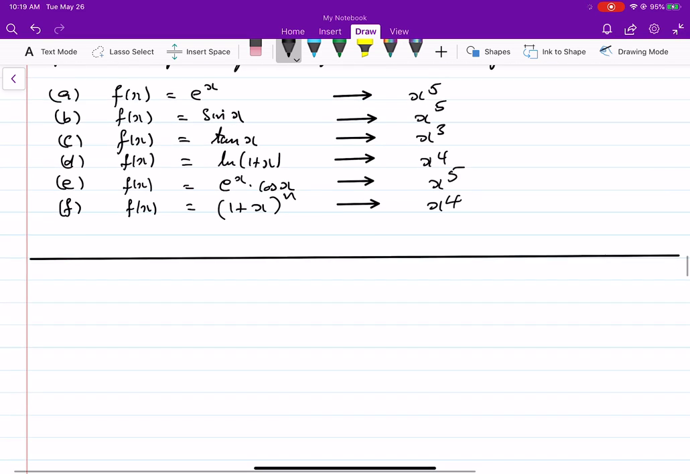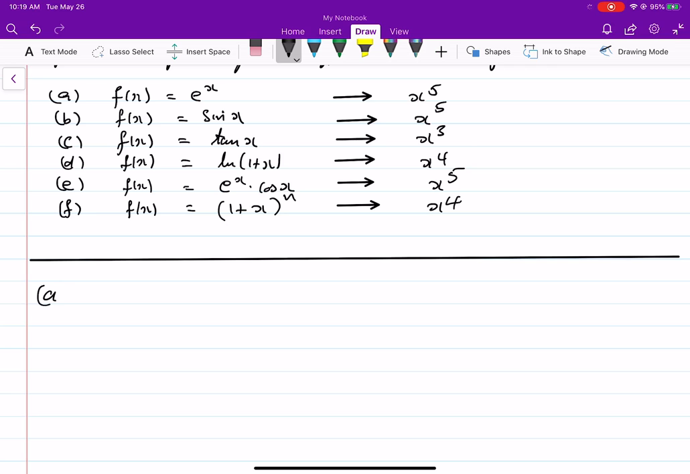So, in the first case, they want the Maclaurin series expansion for f of x equals e to the x, up to and including the term in x to the fifth. So the first thing I would usually do is write that summation from r equals 0 to infinity of f^(r) of 0 over r factorial times x to the power r. And then I would expand it up to the term that I'm interested in, up to and including the term in x to the fifth.